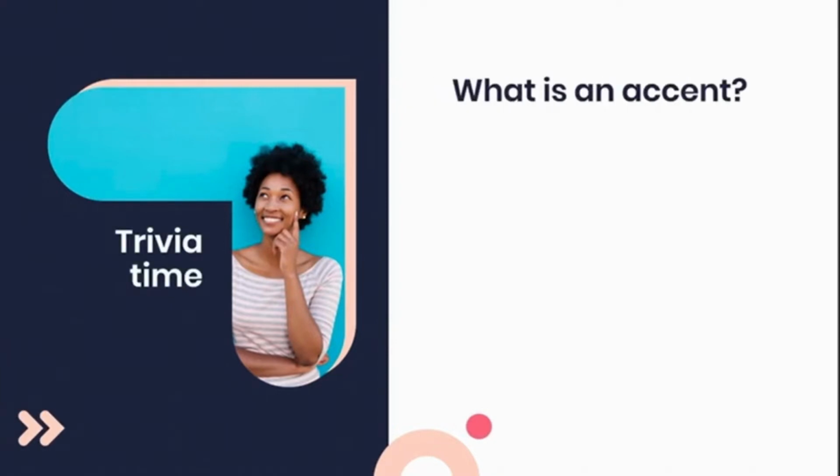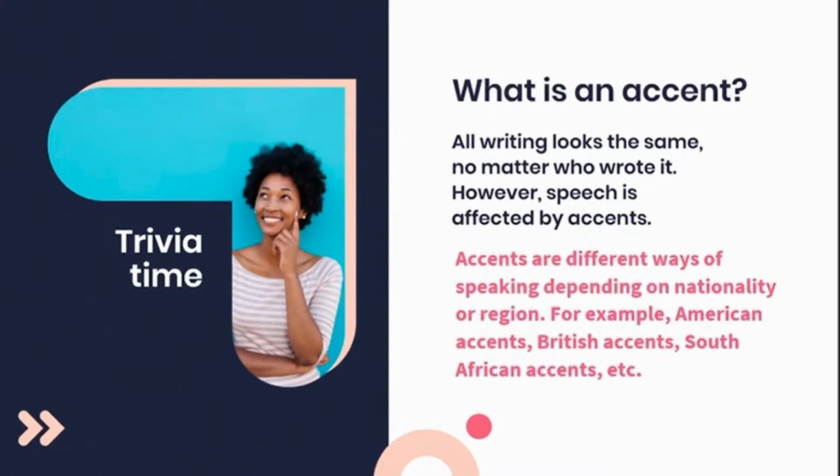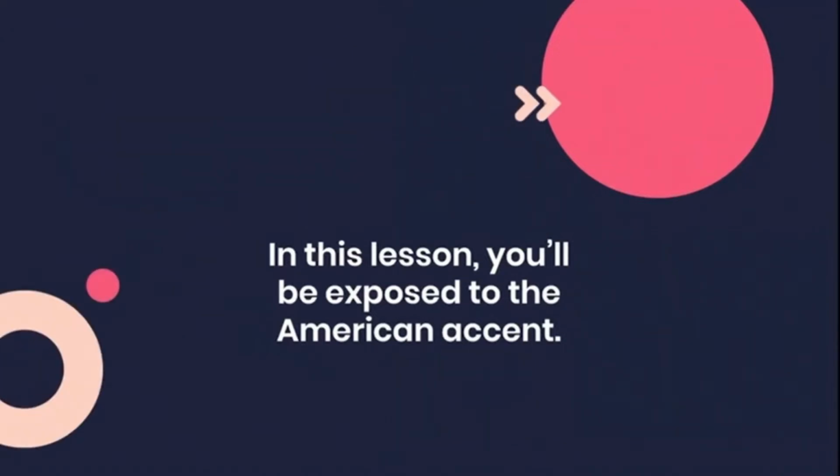A lot of you probably already know what accents are. All writing looks the same, no matter who wrote it. However, speech is affected by accents. So, what are accents? Well, accents are different ways of speaking depending on nationality or region. For example, you've got American accents, British accents, South African accents, etc. In this lesson, you'll be exposed to the American accent.